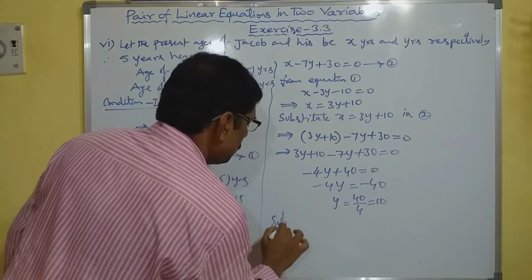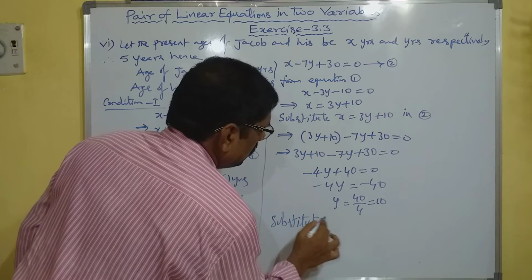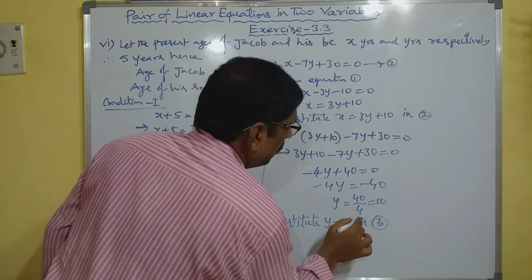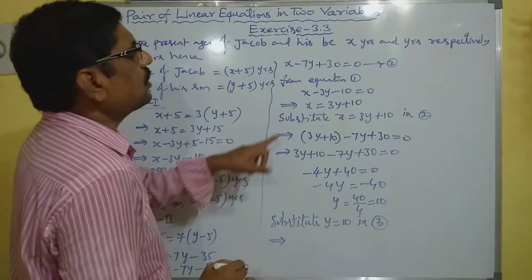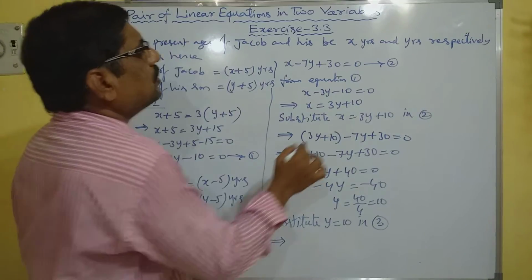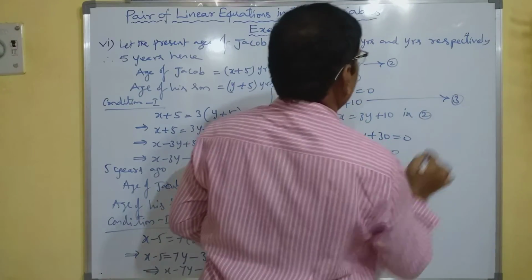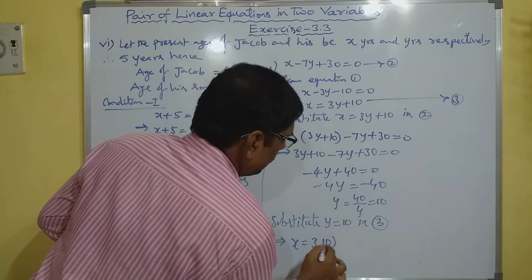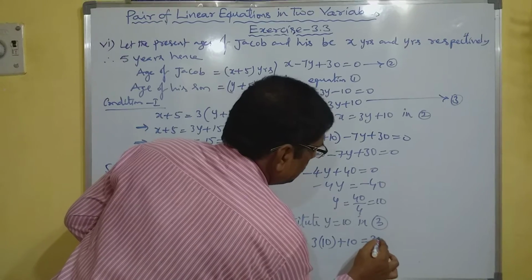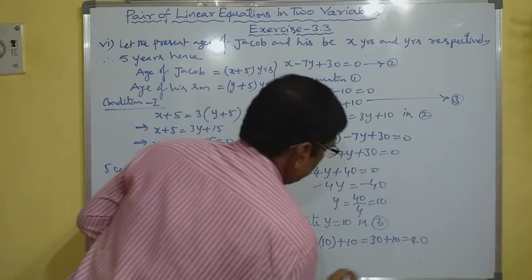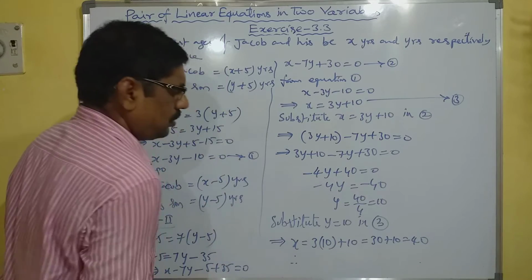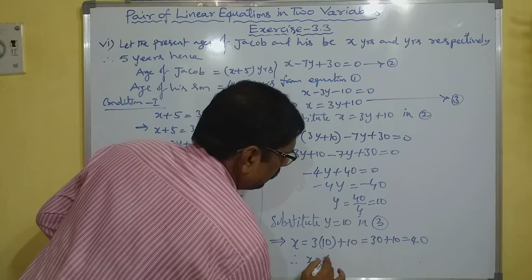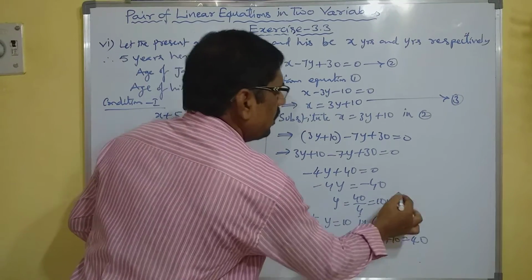Now substitute y is equal to 10 in the third equation. Okay, then we get, what is the third equation? Now this has to be taken as the third equation, x value. Now x is equal to 3y plus 10, y value 10. 3 times 10 plus 10, that is 40. Okay, therefore x is equal to 40. So we got both the values x and y. x value is 40 and y value is 10.